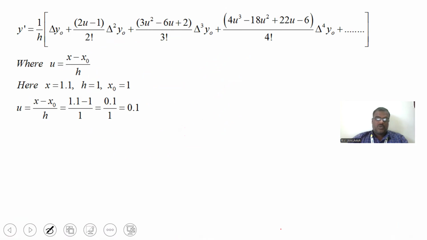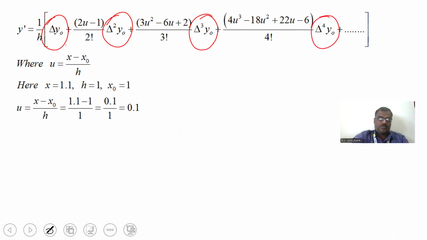We know the forward differences: delta y naught, delta square y naught, delta cube y naught, delta power 4 y naught. And we know how to calculate the value of u as well. u equal to x minus x naught by h. x is 1.1, h is 1, x naught is 1. So the value of u is 0.1.